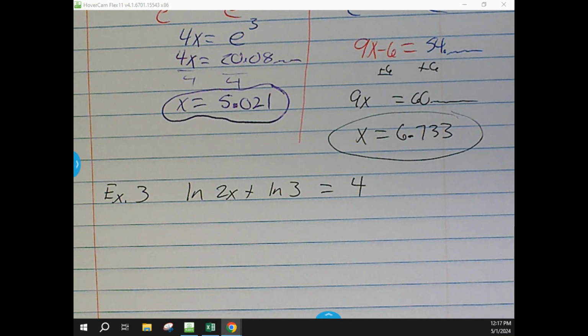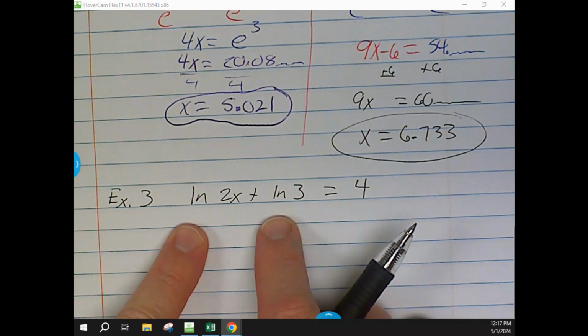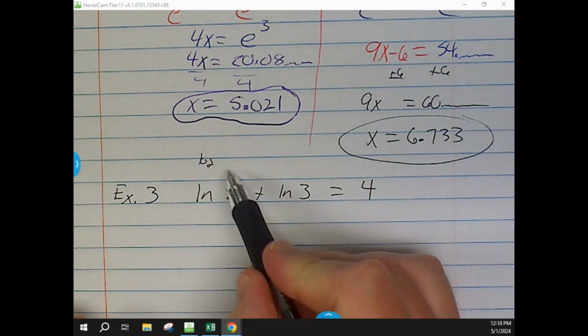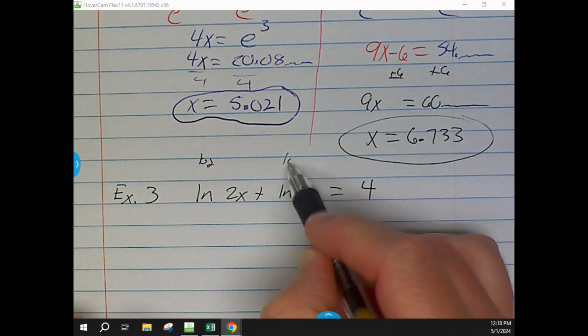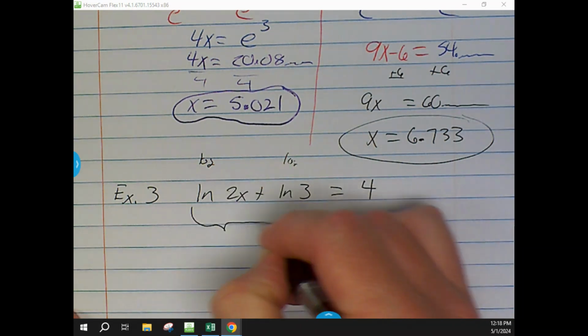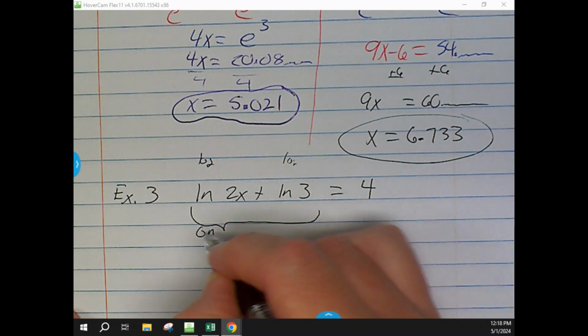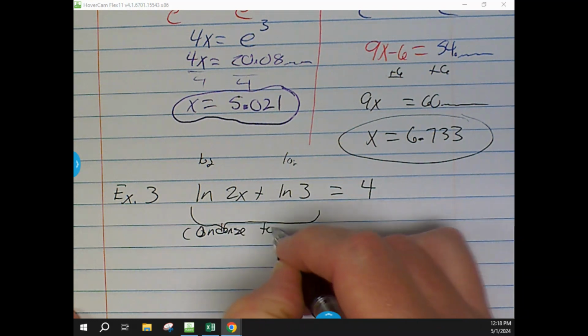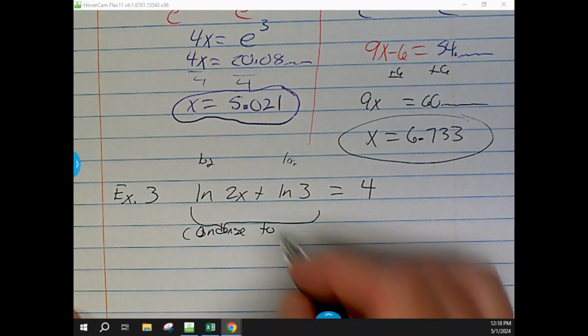Okay, so what's different about that one than the other ones we were looking at? All right, I think I heard somebody say there's multiple. You got 2 ln's, right? So if you've got 2 ln's, or even if this was logs, because this technically could be log of 2x plus log of 3, you've got to condense those, and that's what we did yesterday. You've got to condense these things down to get one log.